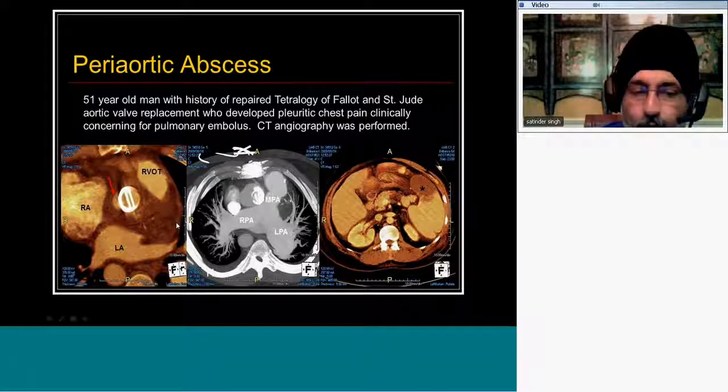Actually, this fluid is infiltrating into the left atrioventricular groove, surrounding the circumflex artery. This is the anastomotic site of his native pulmonary artery where they put a graft. And in fact, because this was an infection, the patient did have an infarct in the spleen.